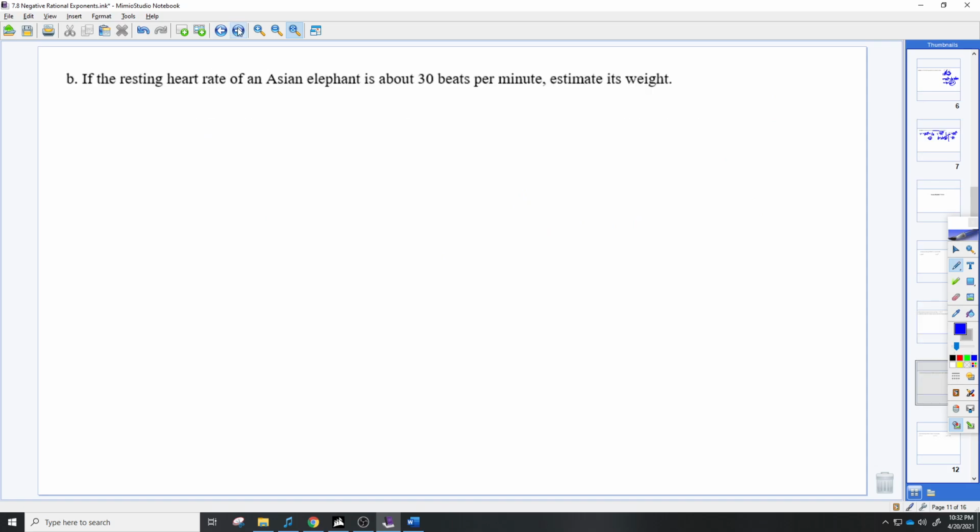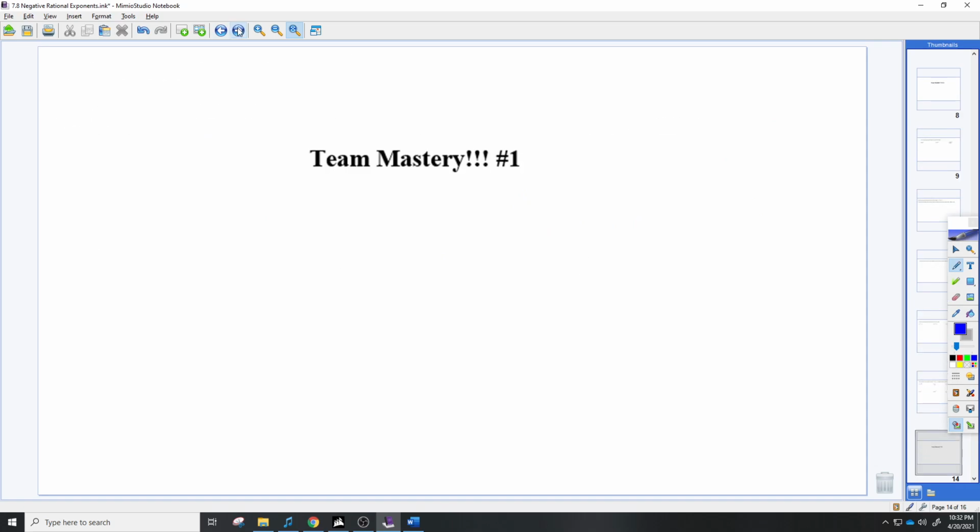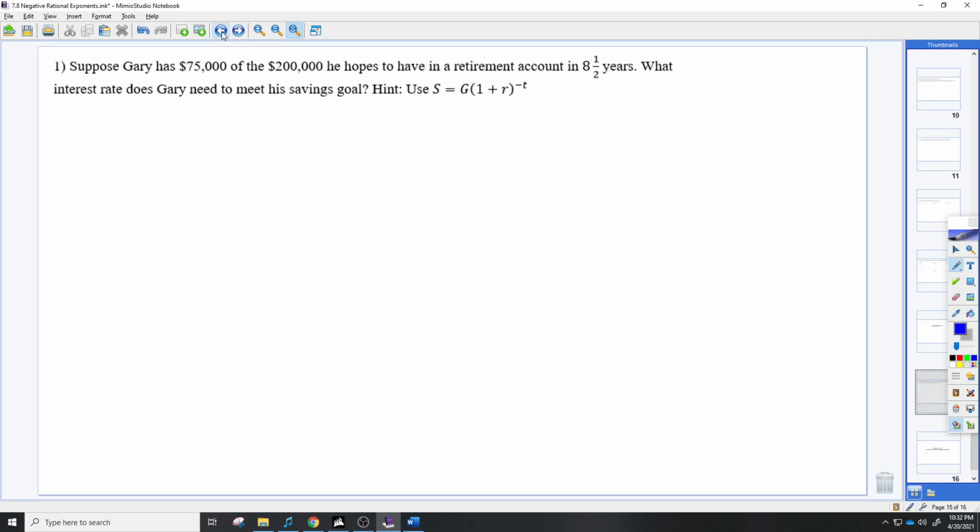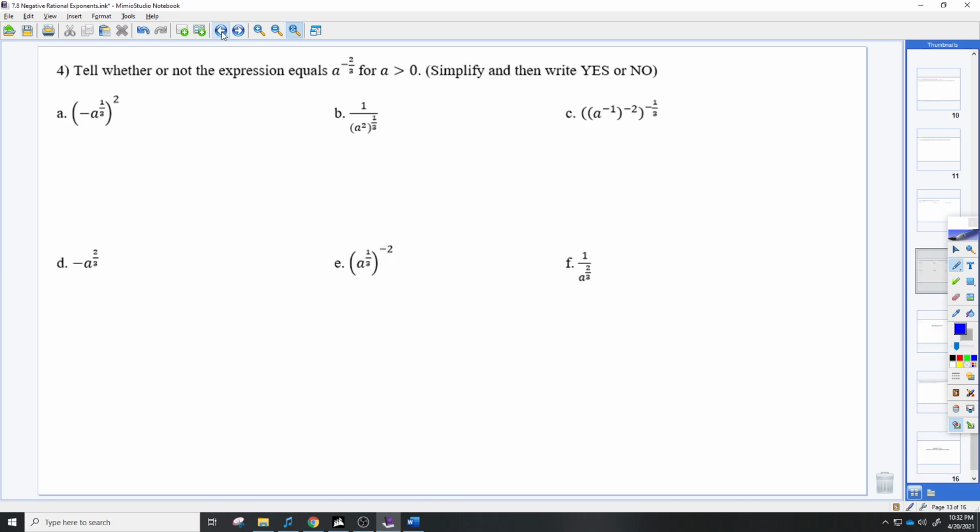Last thing I'm going to go over as like a little bonus here, I'm going to go over number 4 in the huddle. Mastery should hopefully be easy enough to do yourself. And then we'll be done. Tell whether or not the expression equals a to the negative 2 over 3 for a is greater than 0. Simplify and then write yes or no.